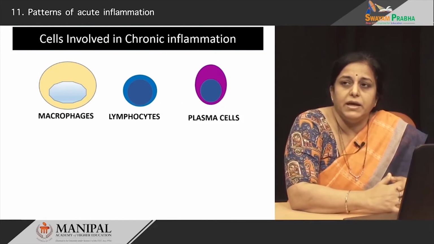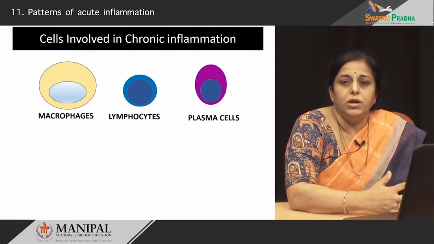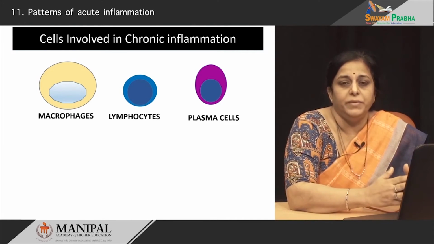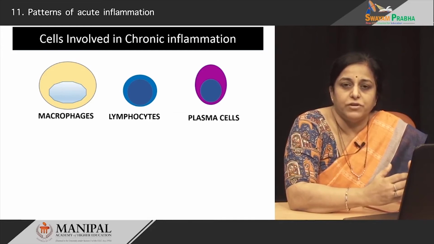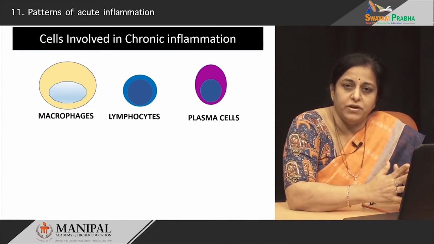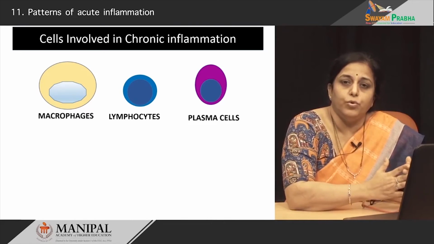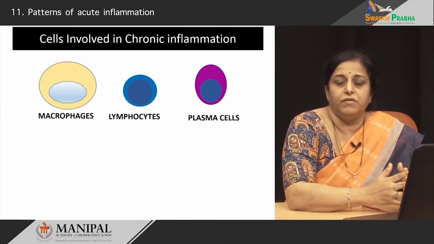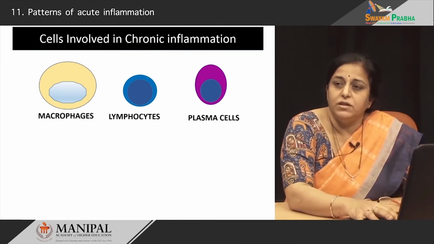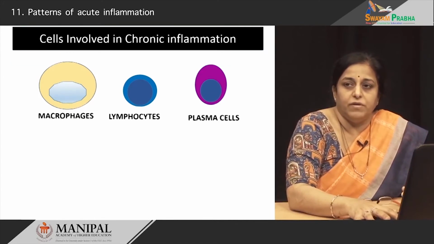So, what are the key players in chronic inflammation? We learned that in acute inflammation, the neutrophils and the macrophages are the dominant cells that are responsible for the inflammatory response. In chronic inflammation, again you have macrophages. So, macrophages play a role both in acute and chronic inflammation, in addition to the lymphocytes and the plasma cells. These are the dominant players in chronic inflammation.